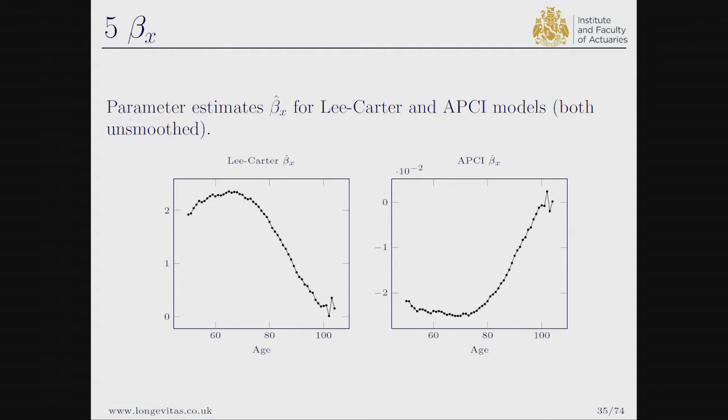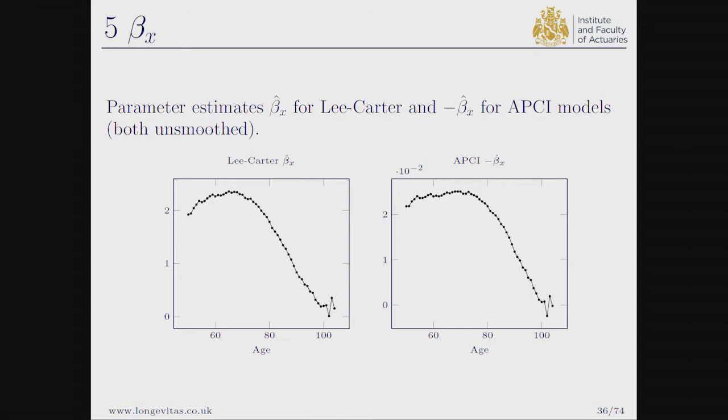The beta parameters for the Lee-Carter model and the APCI model, at first glance, look quite different. But in fact, if you plot minus beta for the APCI model, you can see that the beta parameters in the Lee-Carter and the APCI model are actually doing strongly similar jobs, this age modulation, if you like, of the period effect in the case of the Lee-Carter model, or the linear trend in the APCI model. And again, it's a more complex shape than it is for alpha x, but it's actually still an over-parameterization, if you like. We don't need all of these beta parameters. We could replace them with a smooth curve and not actually make any material change to the model.